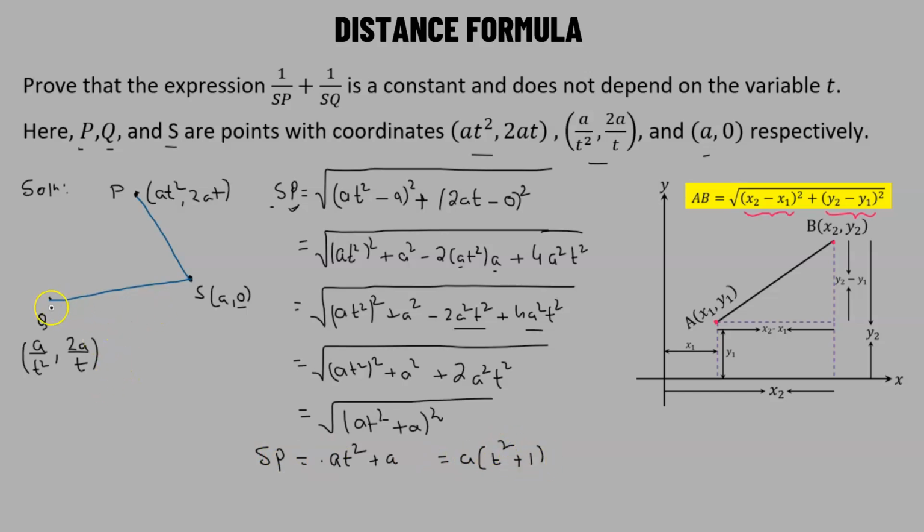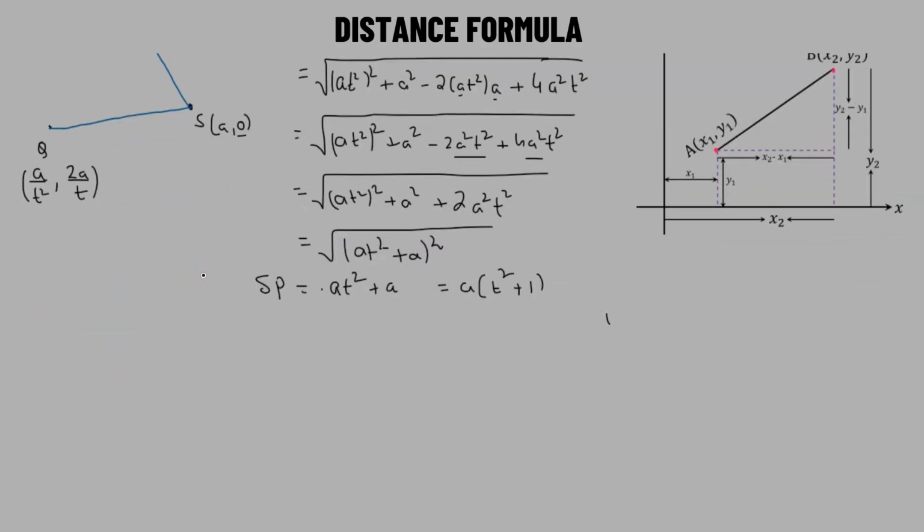Now coming to the other length SQ, we'll apply the distance formula here as well. So SQ is going to be equal to, well, let's label this as equation number 1. We first start with the square root. Underneath the square root, we take the x coordinate of Q first, that's a over t², and from it we subtract the x coordinate of S, that's simply a. So we have a/t² − a, and then we square it. Then add it to the y coordinate of Q, that's 2a over t, and from it we subtract the y coordinate of S, that's 0, and square it.